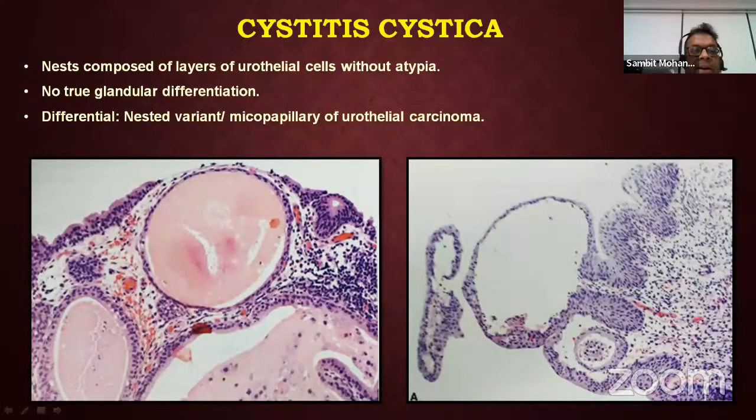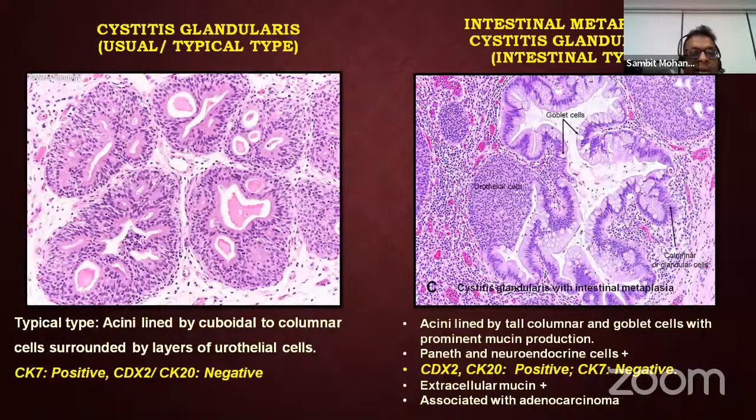So then we have the cystitis glandularis. This nest is composed of layers of urothelial cells without atypia, no true glandular differentiation. But what you see is this big space with secretion, and the differential is nested or micropapillary urothelial carcinoma. So this is cystitis glandularis, the usual type with the glands, and it has intestinal metaplasia with goblet cells. So this is cystitis glandularis, intestinal type.